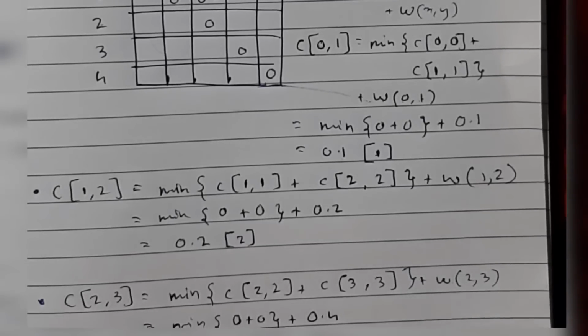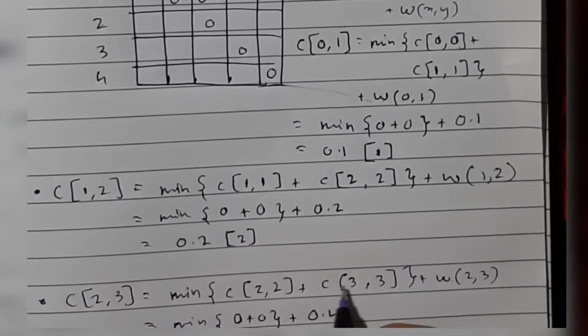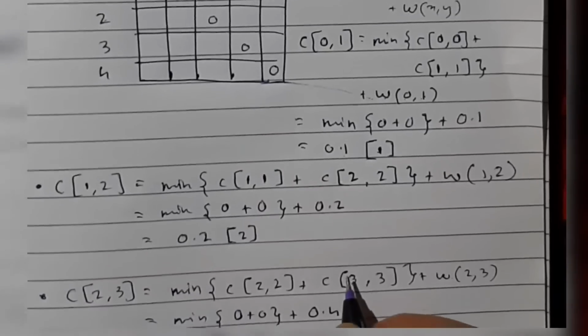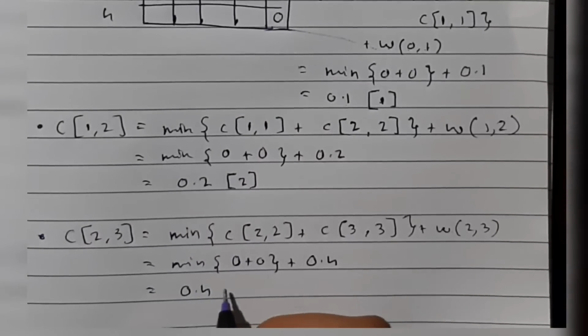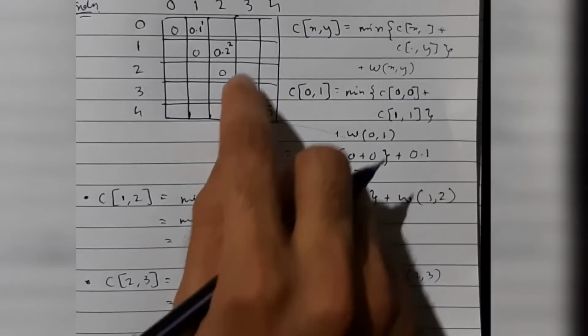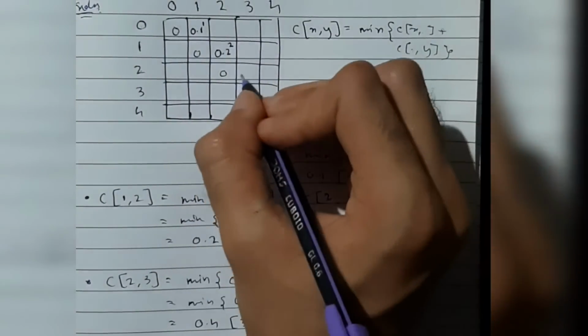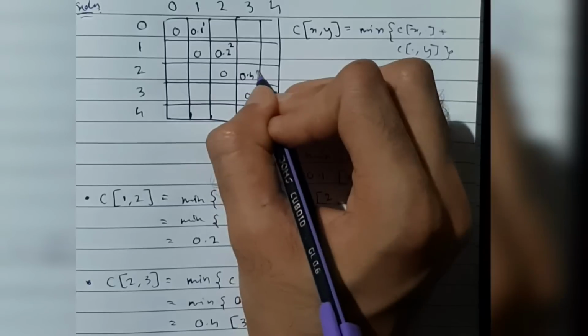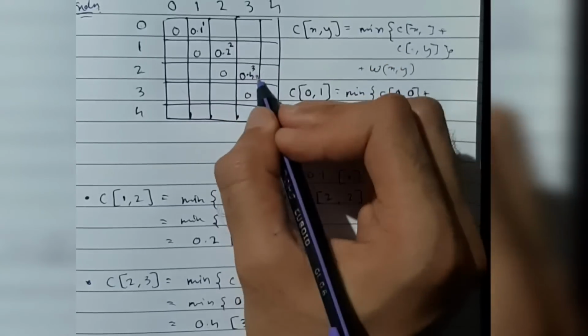And by considering what value we got, 0.4 here, by considering the 3 value, we'll be writing here 3, and this number will be filled in this cell. Okay, here we'll be having 0.4, and the number it came from is 3.